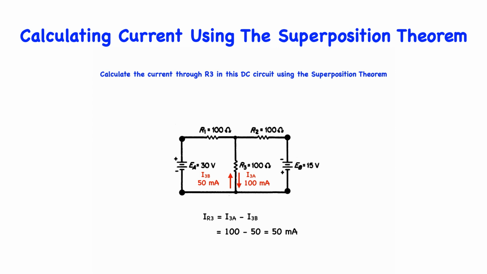The superposition theorem simplifies the analysis of a linear network having more than one source of EMF. This theorem may also be applied to any network containing DC or AC sources of EMF.